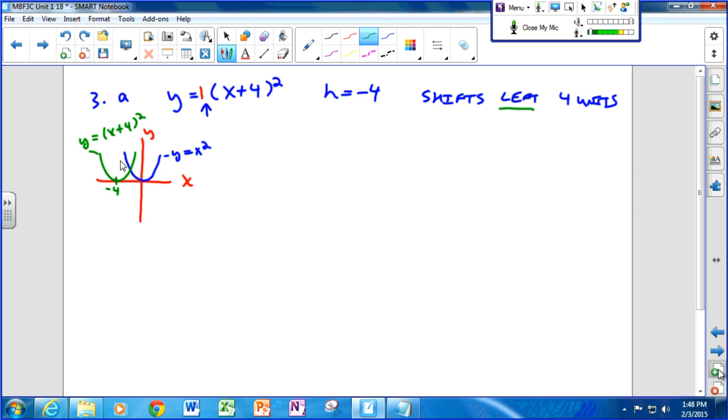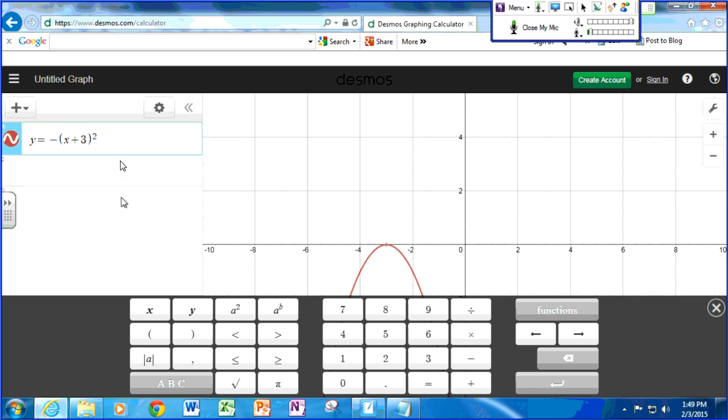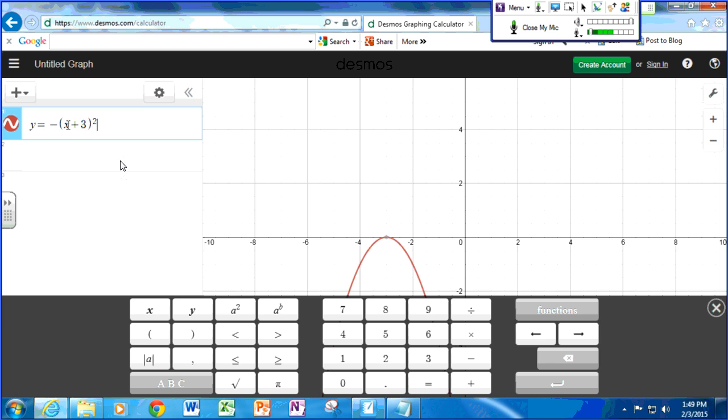Now, let's say that you weren't really sure. Let's say you got that and you're going, I don't know whether this is right or not. Then go to the website and plug in the equation. So it's x plus 4 squared, right? There you go. So it shows you. Oh, I forgot the negative sign. I was a little scared there for a minute.